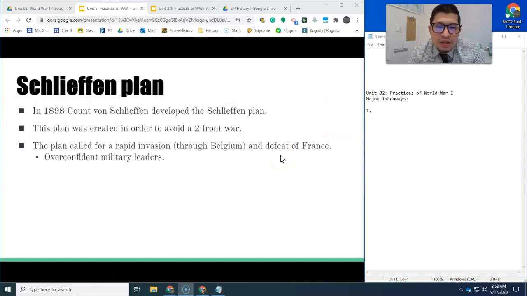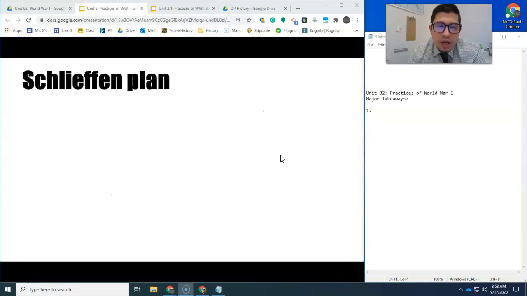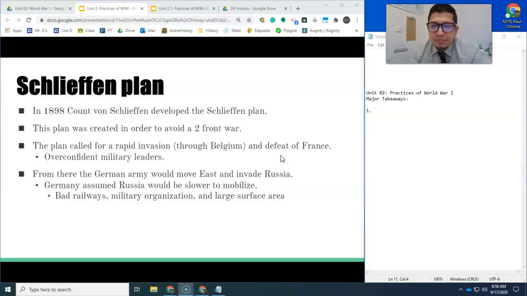This is the Schlieffen Plan. The Schlieffen Plan was the German plan for invading France. Germany wanted to avoid, and this is going to be one of the first things, a two-front war. All right, Germany wanted to avoid that. So what a two-front war is, I should have... I'm going to pause this a second.